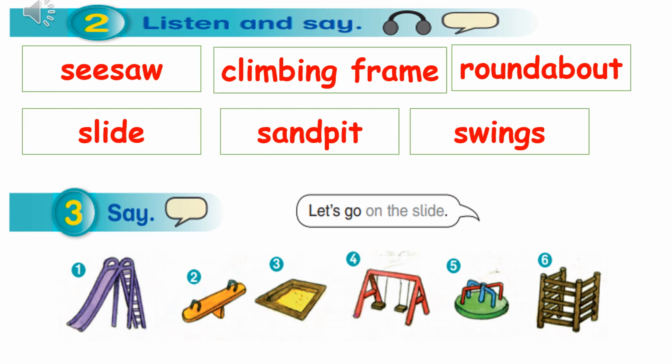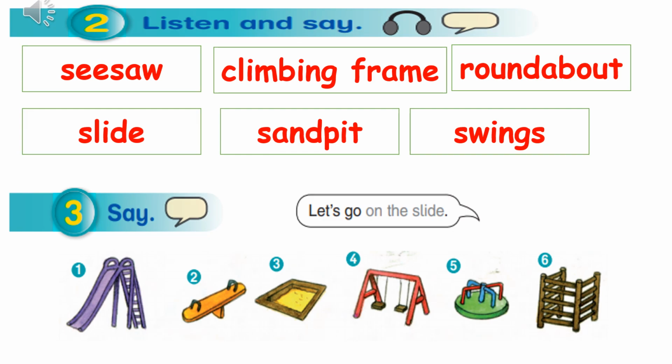Okay, tell me a sentence about picture number 4. Excellent. Let's go on the swings. Great. Number 5. Can you tell me a sentence about picture number 5? Yes. Let's go on the roundabout. Excellent. What about picture 6? Let's go on the climbing frame.